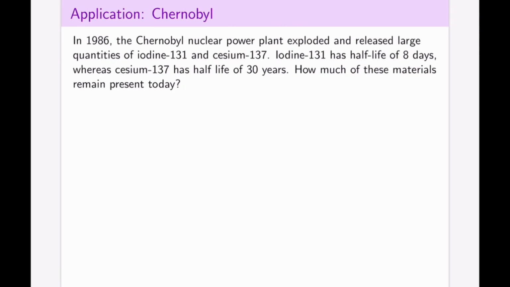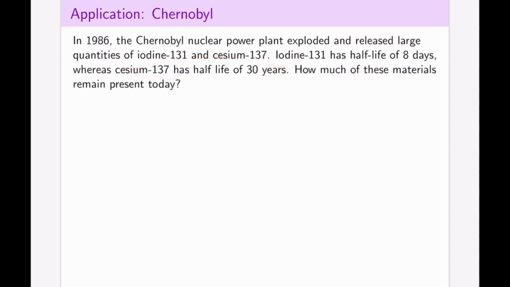The Chernobyl disaster happened in 1986. And it released in particular large quantities of iodine-131 and cesium-137. These two elements are well studied in a lab, and therefore we actually know their half-lives. Iodine-131 has a half-life of 8 days, so a very short half-life, whereas cesium-137 has a half-life of 30 years, which will bring us to about this time right now. What we're wondering is how much of these materials actually remain present today. I'm going to solve this problem for iodine-131, and I encourage you to do this for cesium-137.